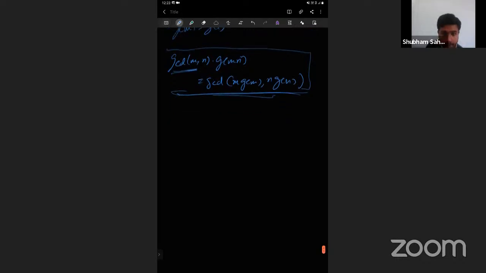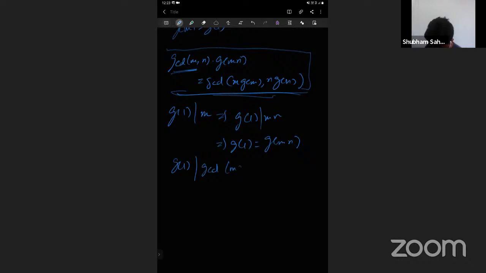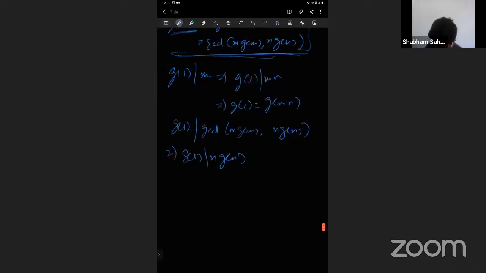Now suppose g(1) is dividing m, right? This implies g(1) divides mn. This implies g(1) is equal to g(mn). So we have g(1) dividing GCD of m g(m) and n g(m). This implies g(1) divides n g(m). Now again, since this is true and g(n) is equal to GCD of n g(n), comma g(1), this is equal to g(1) for all n.